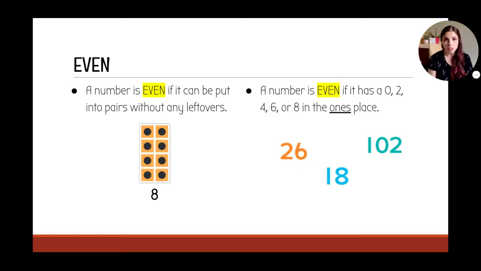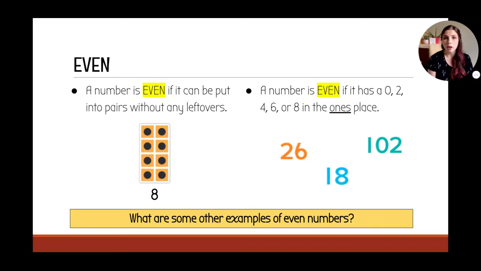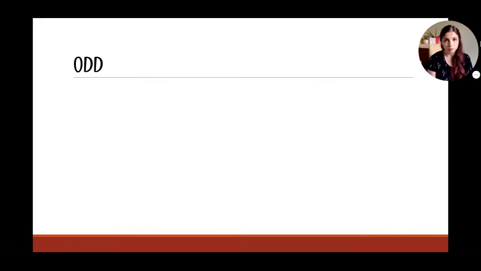Another way to know if a number is even is by looking in the ones place. If it has a 0, 2, 4, 6, or 8 in the ones place, your number is even. It doesn't matter what any of the other digits are in your number, as long as you have an even number in the ones place, your whole number is even. See if you can pause the video and think of some other examples of even numbers you know.